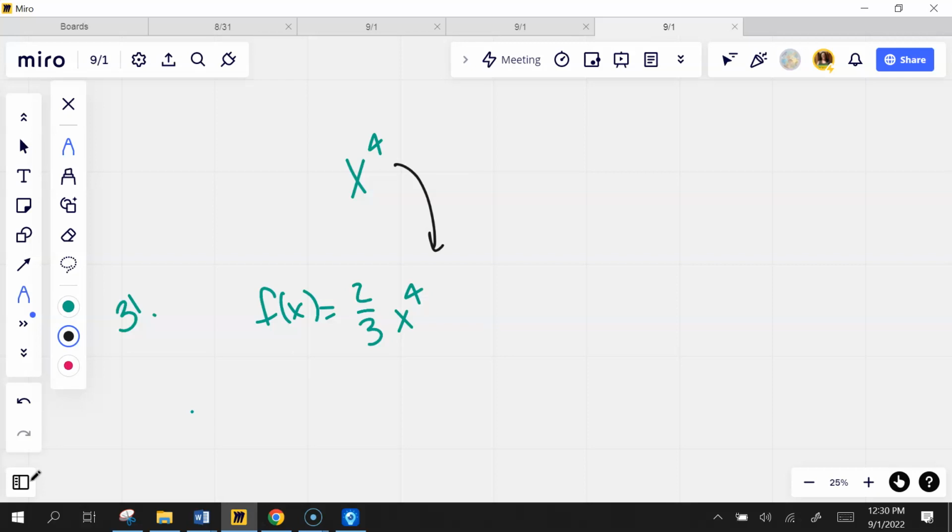So if it's vertical, it is what it is. If it's horizontal, it's opposite. Because it's in front like that, if it did this, that would be horizontal.